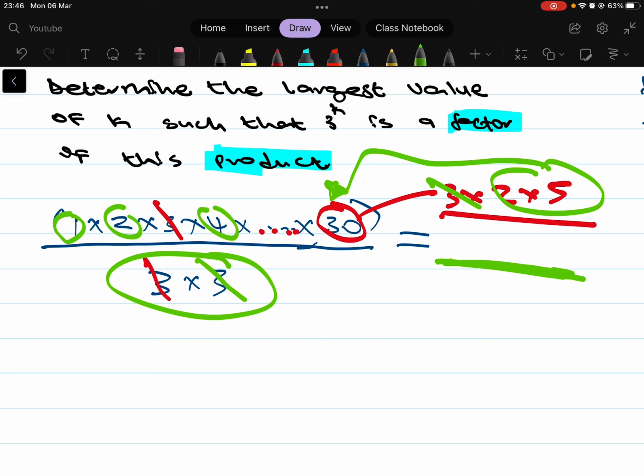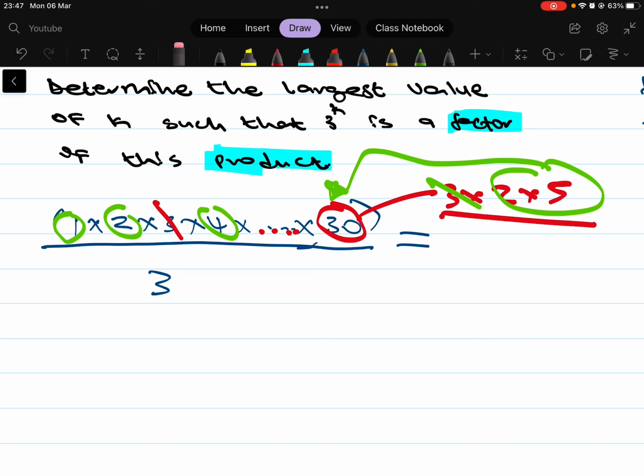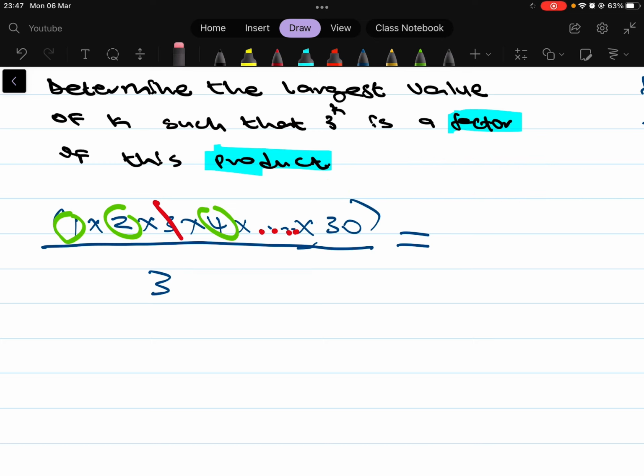That's how you conclude that 3 exponent k with k equal to 2 is still a factor of this product, because you are sure that when you divide the product by 3 exponent 2, the answer is a whole number. It doesn't have a remainder. I hope that makes sense. If it does, think of this: keep increasing the value of k, because they're asking for the largest value of k. Just keep increasing k and see how large it can get.